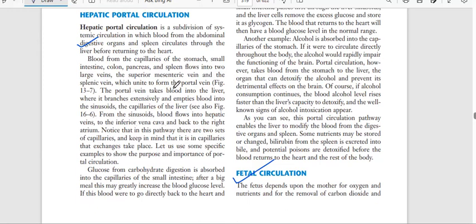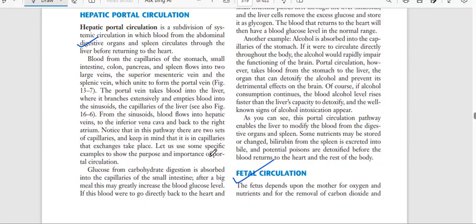The portal vein takes blood into the liver, where it branches extensively and empties blood into the sinusoids, the capillaries of the liver. From the sinusoids, blood flows into the hepatic vein to the inferior vena cava and back to the right atrium. Notice that this is the pathway. There are two sets of capillaries, and keep in mind that it is in capillaries that exchange takes place.